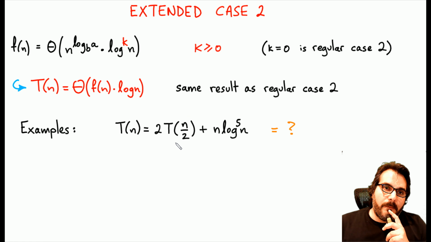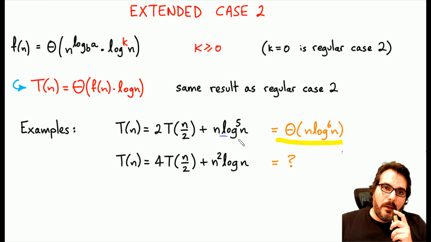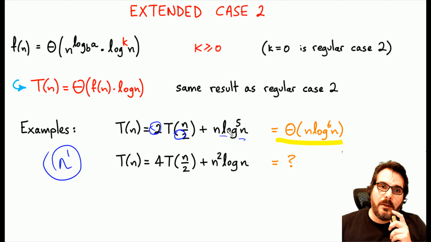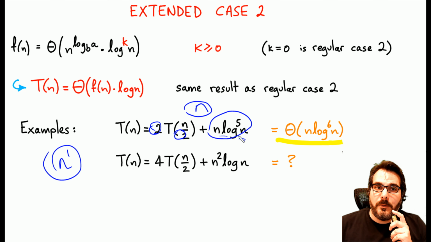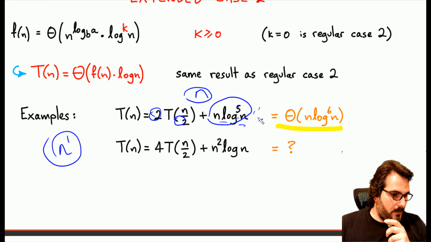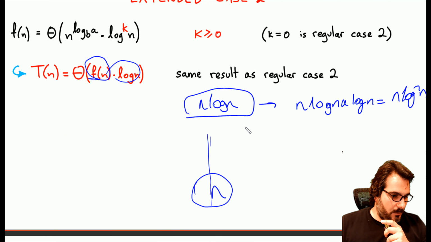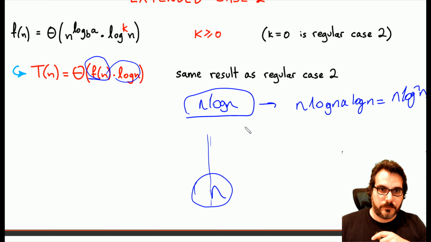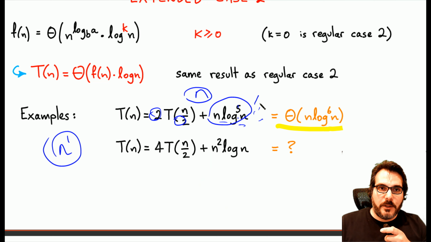So here, as you see, it's n to the power of log base 2 of 2, which is n to the 1. So the number of leaves is n, and the root is n times log to the power of 5 n. And we have log to the power of 5 n multiplying with just another log n here, and it makes n log to the power of 6 n.